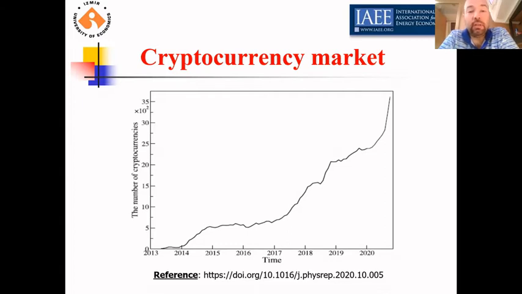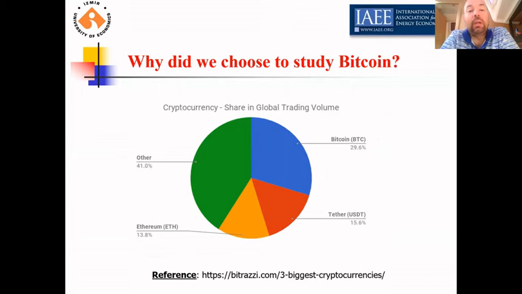Okay, this graph, which has been taken from a recently published scientific paper, shows the number of cryptocurrencies in circulation over the last few years. And as you can clearly see, there is a very sharp and continuous increase in the cryptocurrency market. So this is a growing market and it will keep growing. So when we want to investigate this market, we believe the best way to do that is to focus on Bitcoin.